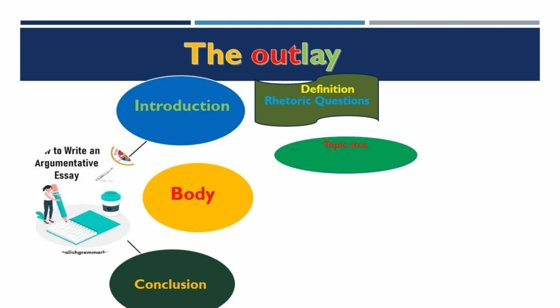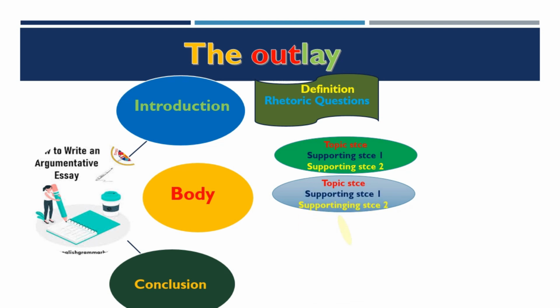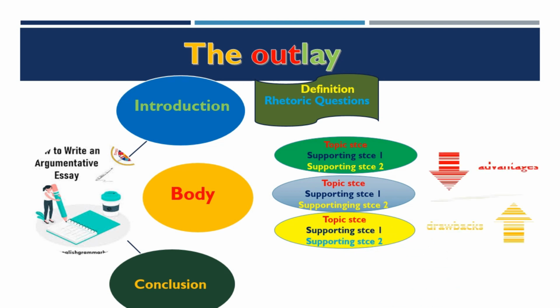Whereas in the body you have okay to give topic sentences. Topic sentence number one with supporting sentence number one and supporting sentence number two. You can add another one. Topic sentence number two with supporting ideas and topic sentence number three with supporting ideas.